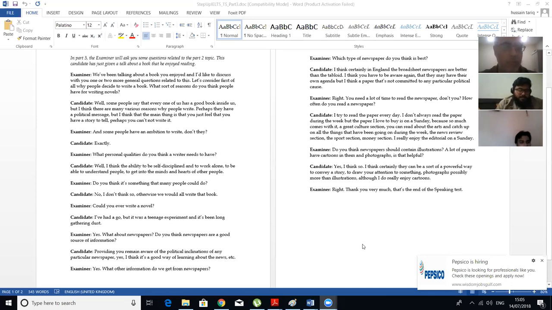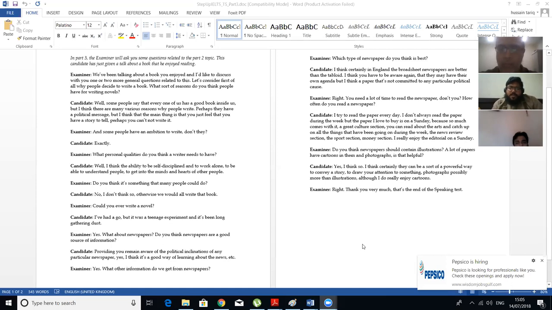Yes. What about newspapers? Do you think newspapers are a good source of information? Providing you remain aware of the political inclination of any particular newspaper, yes, I think it's a good way of learning about the news, etc. Yes. What other information do we get from newspapers? There's another line of view as well. Which type of newspapers do you think is best? I think certainly in England, the broadsheet newspapers are better than the tabloids. I think you have to be aware again that they may have their own agenda, but I think the newspaper that's not committed to any particular political cause.